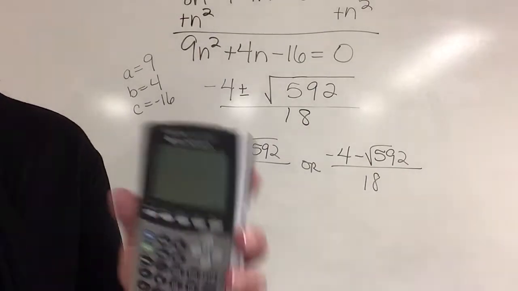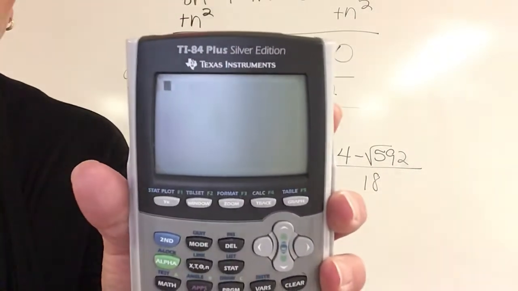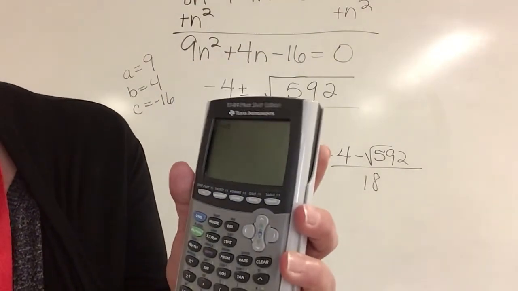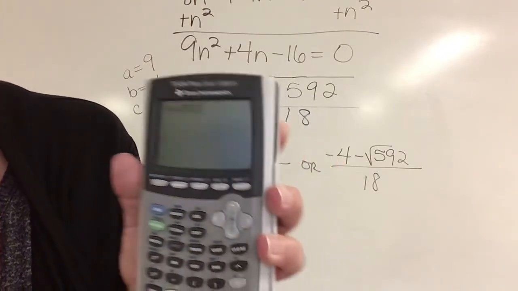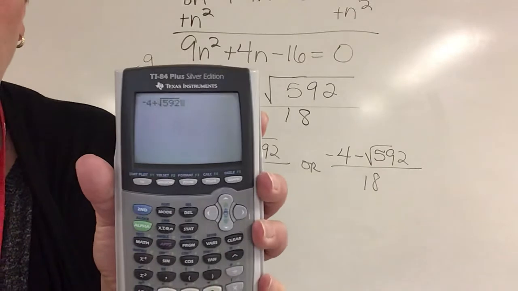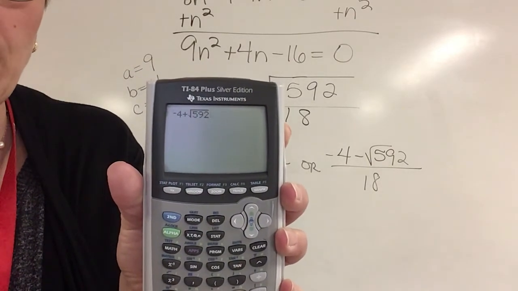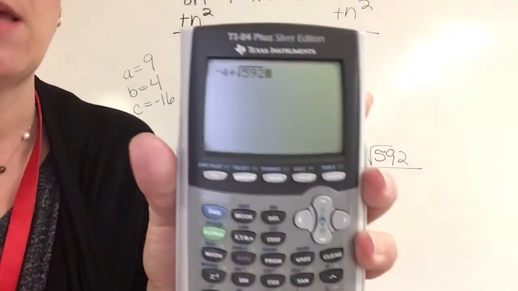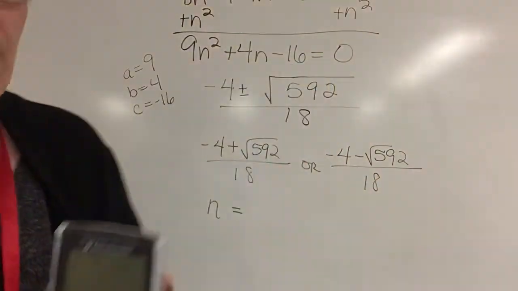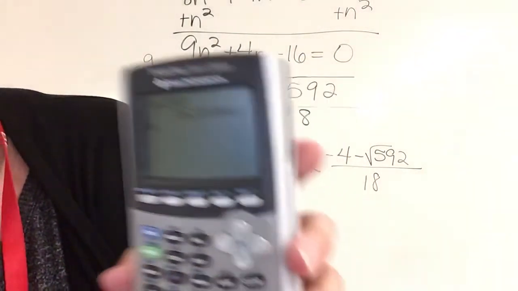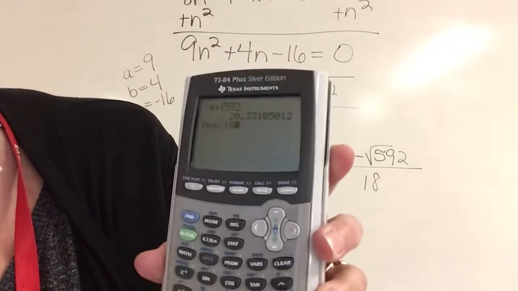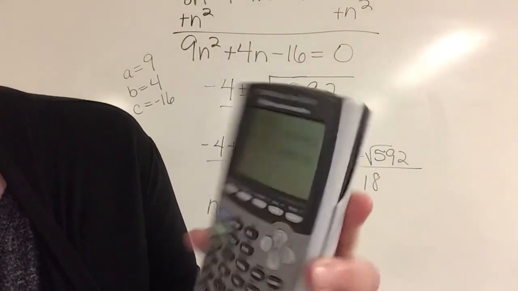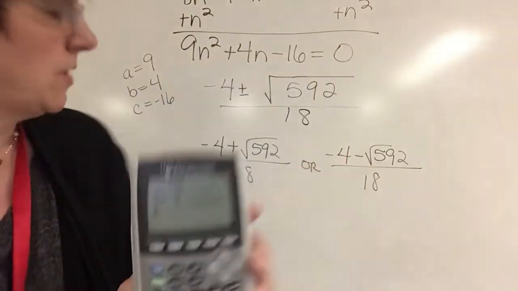I'm going to go to my calculator, try to show you what I'm typing in here. -4 plus the square root of 592, and I'm going to hit enter on that. Some of you might find out that it's easier to type in the square root of 592 first and then add -4 based on the calculator that you're using. Okay, but I'm going to hit enter, and then I have to take that answer and divide it by 18. So now I'm going to hit divide 18. And I find out that one of my solutions is 1 and, we're going to round to the hundredths place, so 1 and 13/100ths.